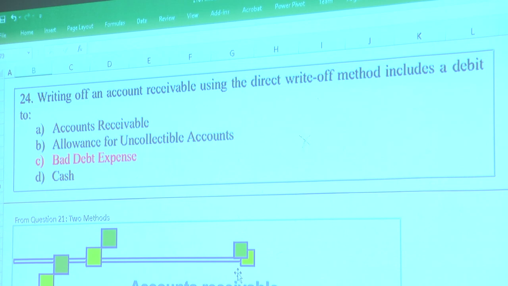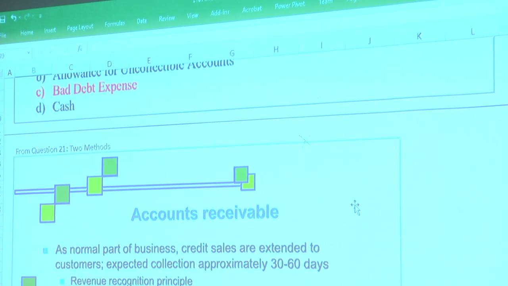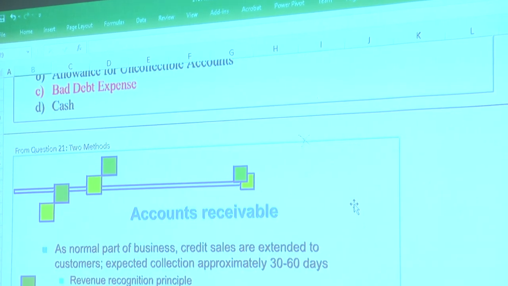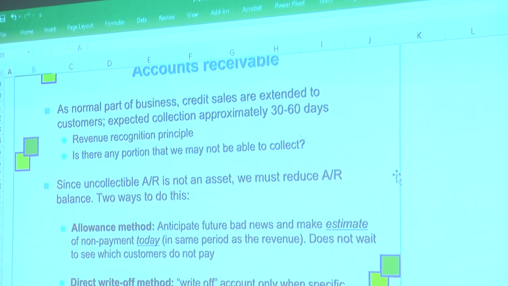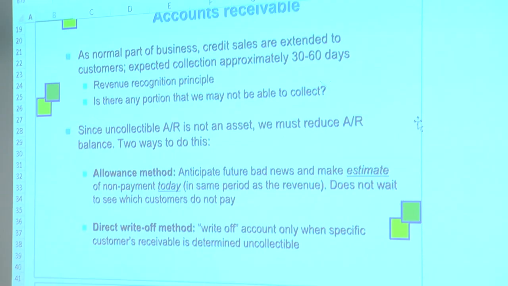Question 24, writing off an account receivable using the direct write-off method includes a debit to. So along the same lines as the last few questions we did, there are 2 methods. There's the allowance method and the direct write-off method, and this question is asking about the direct write-off method.